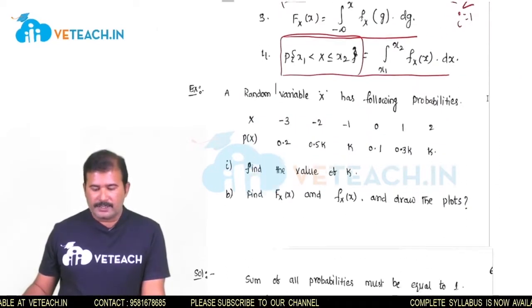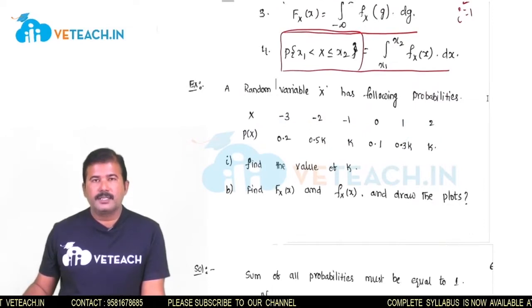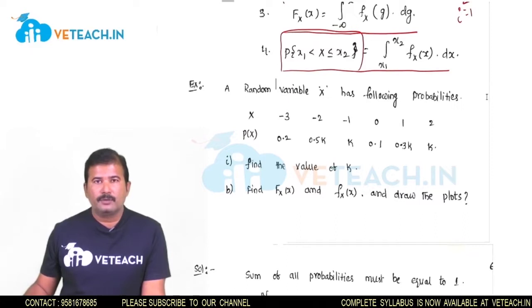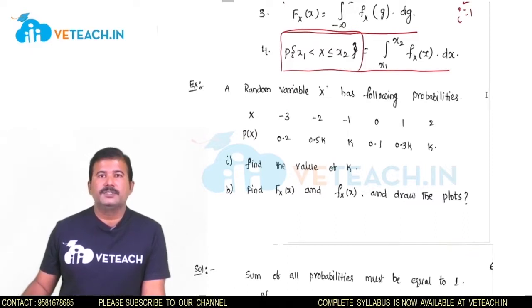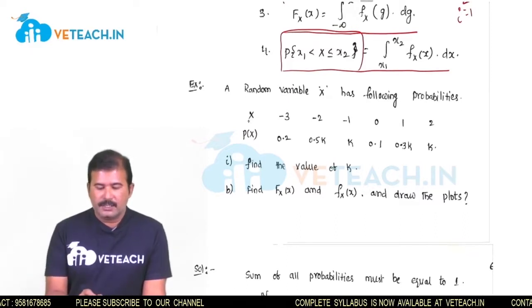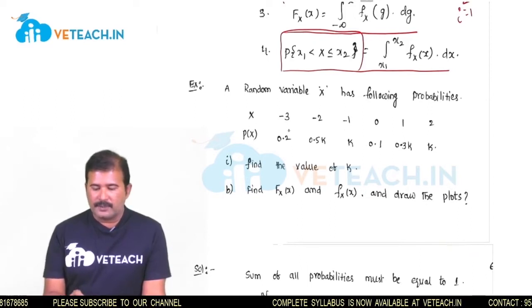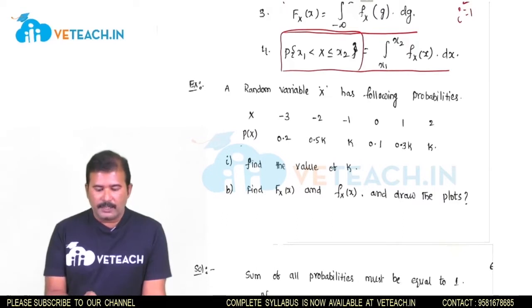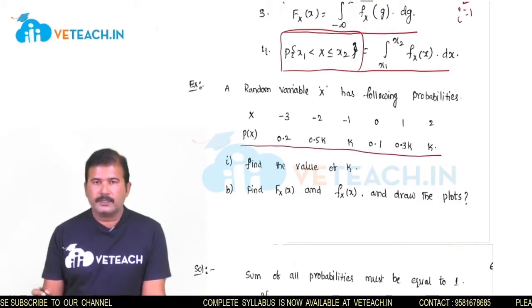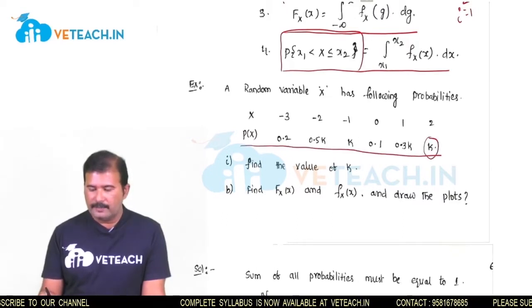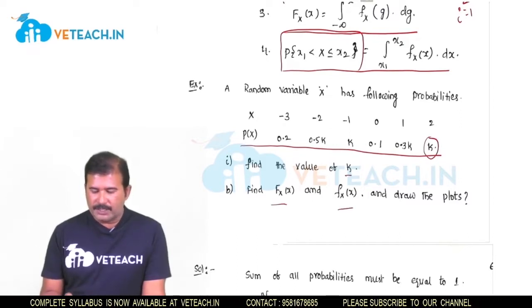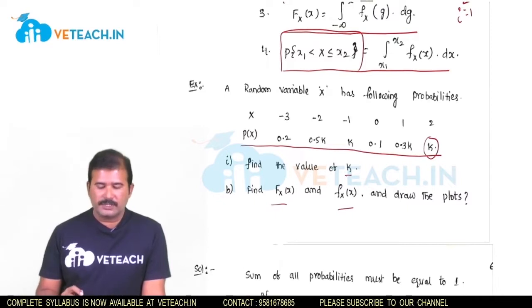So we will see one example for distribution and density functions: how to draw the distribution and density functions, and how to find the mathematical expression for them. This is the problem. A random variable has values given as -3, -2, -1, 0, 1, 2. Six values are given and the corresponding probabilities are also given. Here there is an unknown variable k. The problem is to find the value of k, find the distribution and density, and draw the plots.